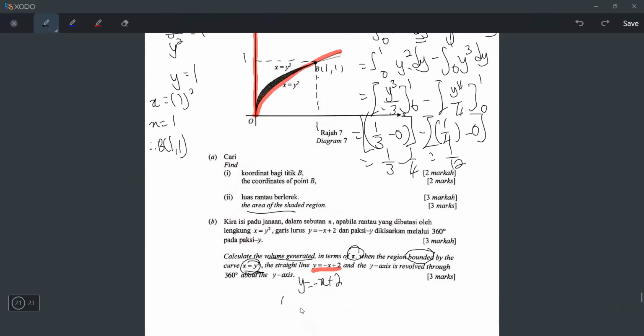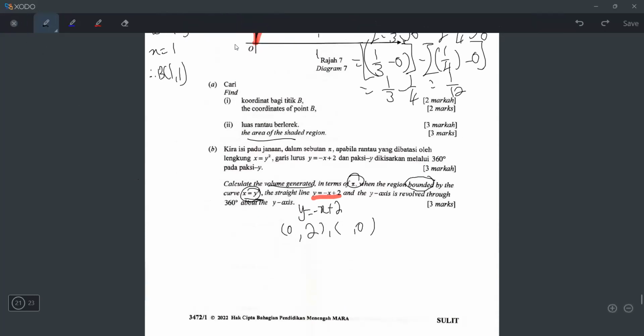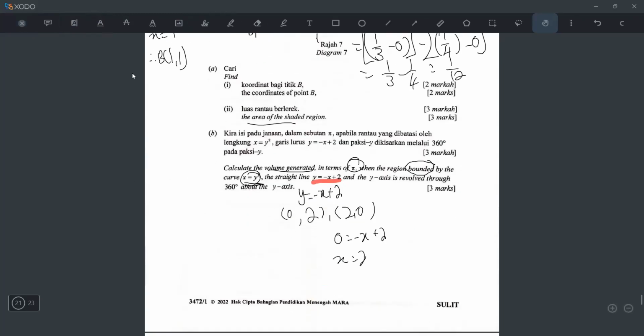y equals negative x plus 2. Let's try to find 2 points. Substitute x equals 0, and y is 0, 2. So 0, 2 approximately maybe here. And then let's substitute y equals 0. So if I substitute y equals 0, it will be 0 equals negative x plus 2 and then x equals 2. So 2, 0, approximately where? Approximately here, right? But I want to know whether it will pass through the point B or not, because I think that will affect my working.